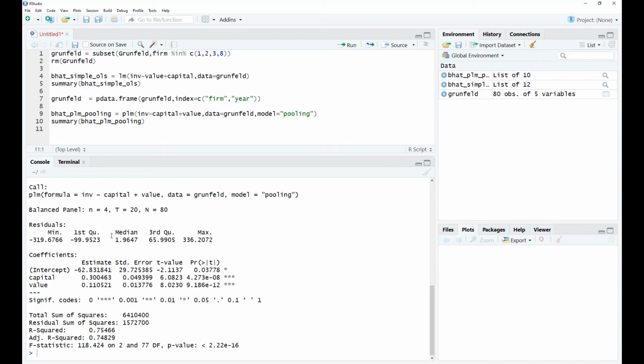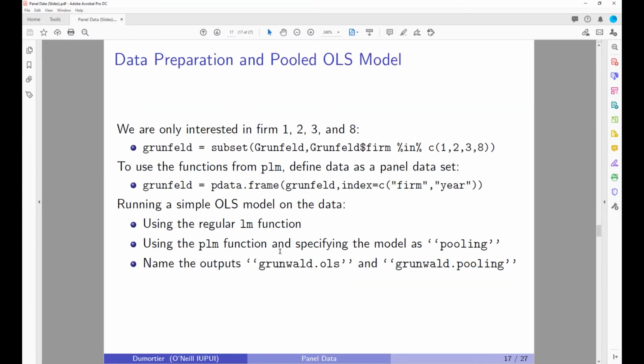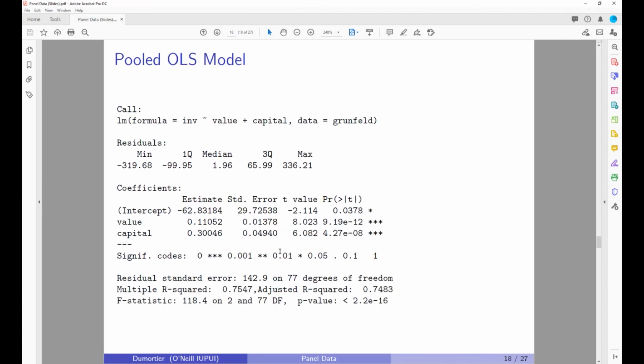Now, this is simply to show that despite the fact that you have transformed the data to make it specific to be used in the package PLM, you can still run a regular OLS regression. But of course, this is not what we want. We want to make sure that our model captures the fact that we have different firms over various time periods. So here again, we have the pooled OLS model, the results.